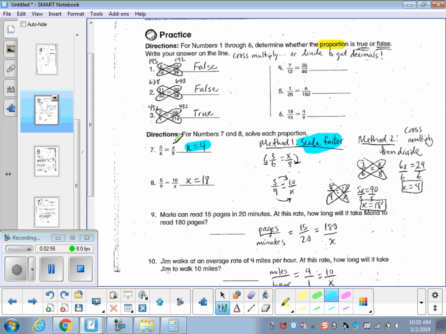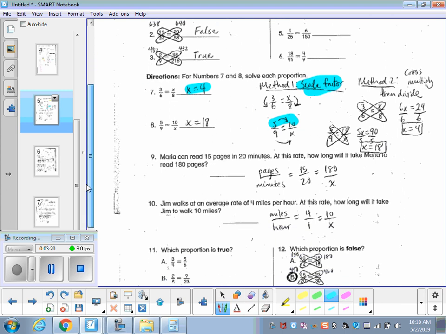The x is not always in the numerator. Sometimes it's in the denominator. That doesn't change what you can do. You can still see a scale factor here. From 5 to 10, it would double. So 9 times 2 would be 18. You could also cross multiply for method 2, and 10 times 9 is 90. Now divide by the 5, and you get 18.